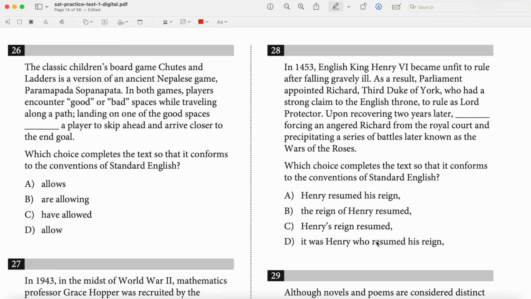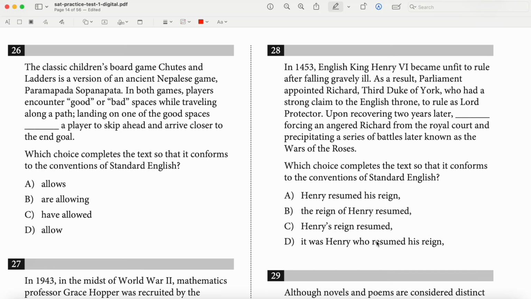Try C. I just want to hear these right now. We'll talk about applying the rule in just a moment. Landing on one of the good spaces have allowed a player to skip ahead and arrive closer to the end goal. How does C sound? It's wrong. That is not right. Try D. Landing on one of the good spaces allow a player to skip ahead and arrive closer to the end goal. How does D sound? I think that's right.